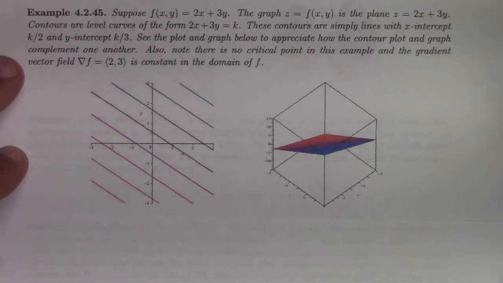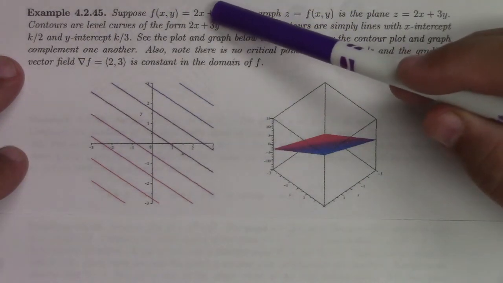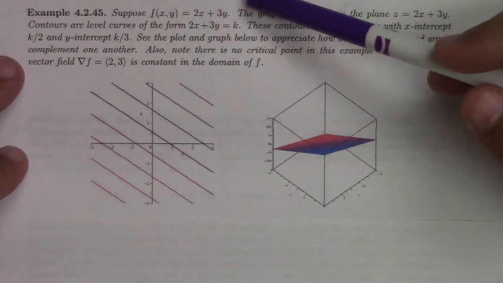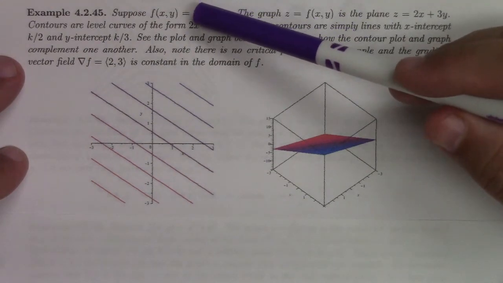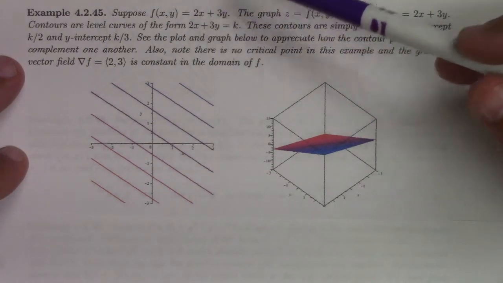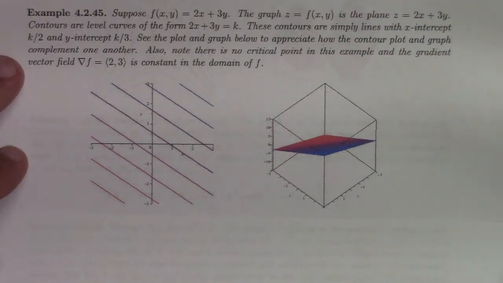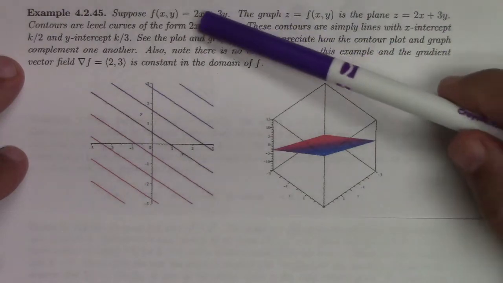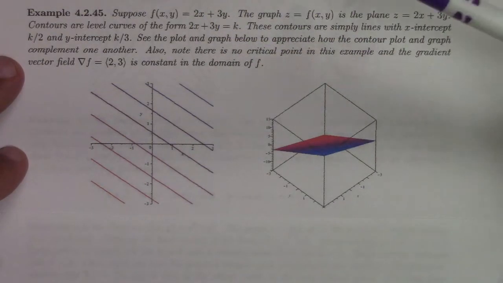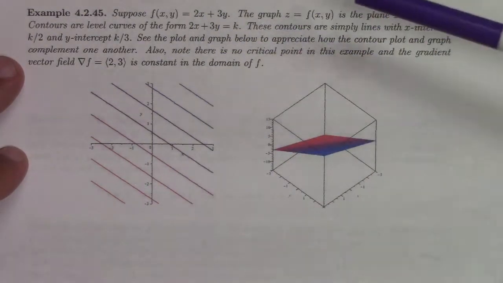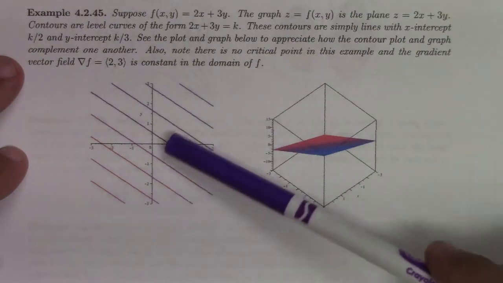Is that right? If I solve that for y, I get k minus 2x, divided by 3, so the slope is minus 2/3. 3/2, listen to me. So if you solve for y, you can see that the slope of every one of these is minus 2/3. So they all have the same slope, they're parallel lines, right? And those are the contours.